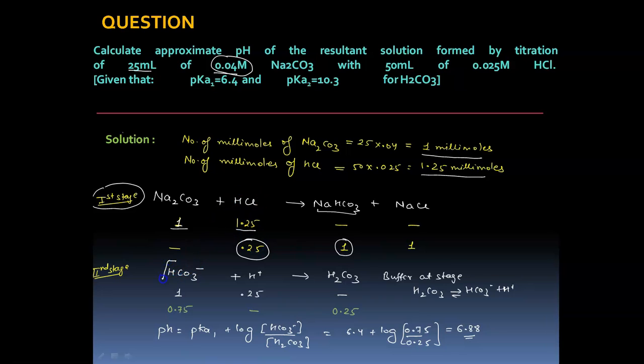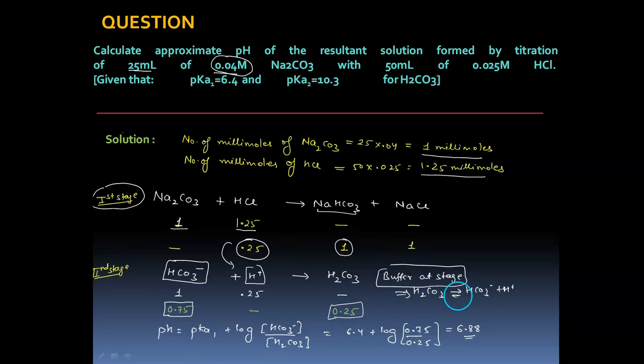So this salt is reacting with excess H plus coming from the HCl solution to form H2CO3. So we can see that the buffer in this case is established between H2CO3 and HCO3 minus. At this stage, buffer is being formed. If I put the values, 1 millimole reacting with 0.25 millimoles of H plus, at the end of the reaction bicarbonate will be 0.75 and carbonic acid will be 0.25.